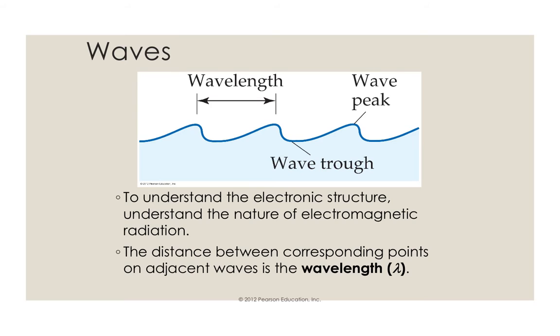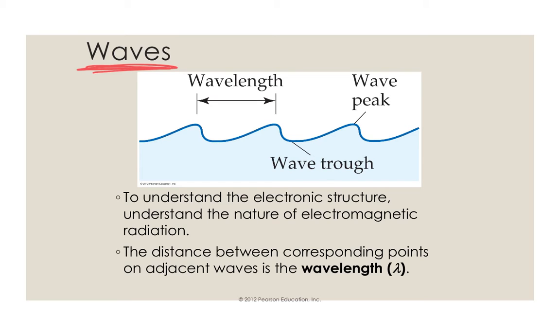All right, so to understand the electronic structure of an atom, we first have to be able to understand electromagnetic radiation. And in order to be able to understand electromagnetic radiation, we have to be able to understand waves. Different forms of energy travel in waves in our universe. One of those is electromagnetic radiation or light. Here's an example of a water wave, right? Different materials, different forms of energy travel as waves.